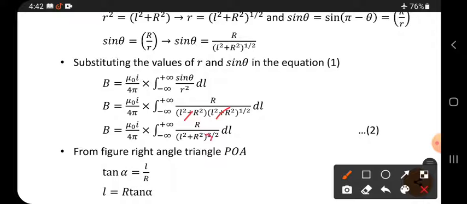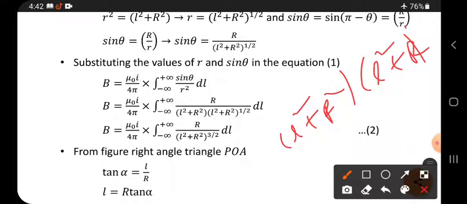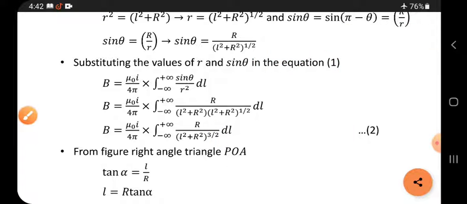We get it as 3 by 2. If you multiply again, you can get L square plus R square and L square plus R square power 1 by 2. So here the power is 1, so it is 1 by 2. 1 plus 1 by 2 is 3 by 2. So that is why 3 by 2 is written here.